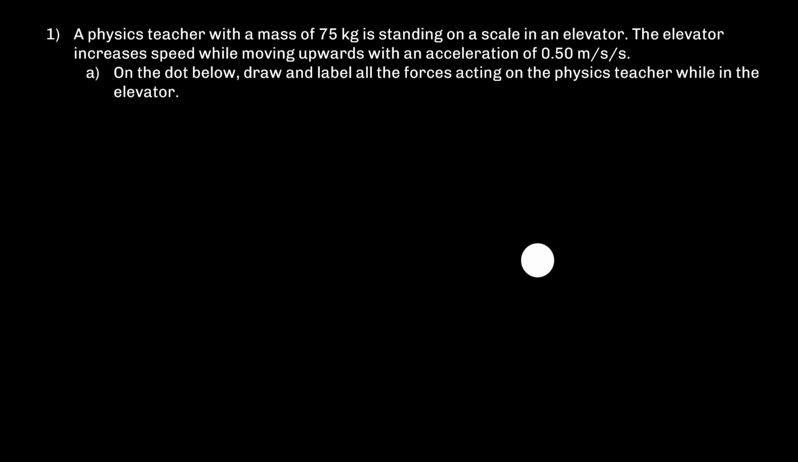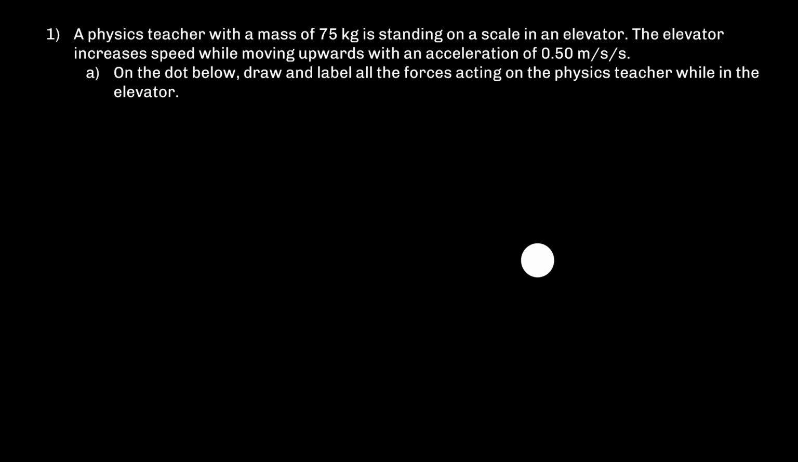Moving into our example here. Again, this example is linked in the description down below as a Google Doc, along with the facts that we were going over in the previous slides. What we have here is a physics teacher with a mass of 75 kilograms standing on a scale in an elevator. The elevator then increases speed, moving upwards with an acceleration of 0.50 meters per second per second.